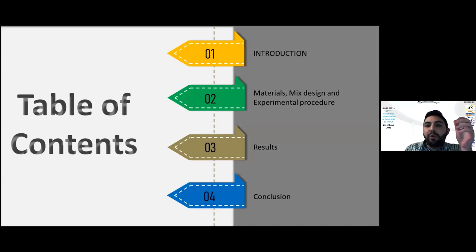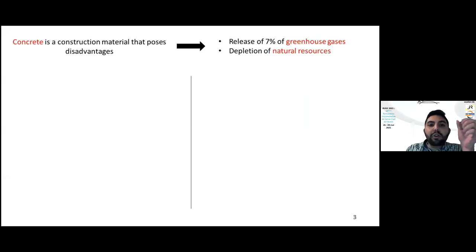We will be going through a basic outline, starting from introduction into conclusion. Starting with the introduction, concrete is a construction material that poses disadvantages. It's responsible for the release of 7% of greenhouse gases and the depletion of natural resources. Accordingly, eco-friendly approaches are being proposed. They aim mainly to curb the use of concrete or at least to reduce its harmful effect.